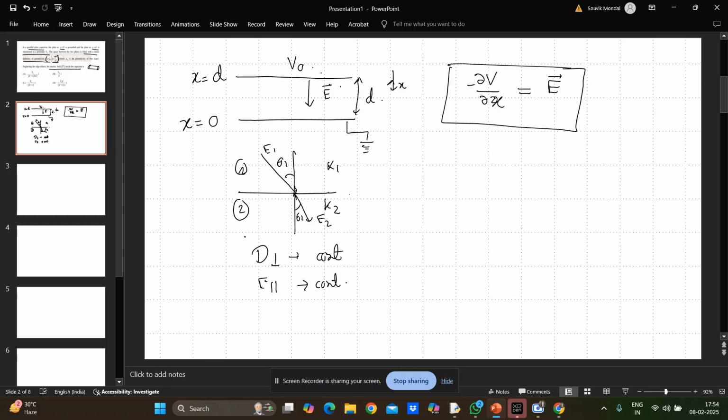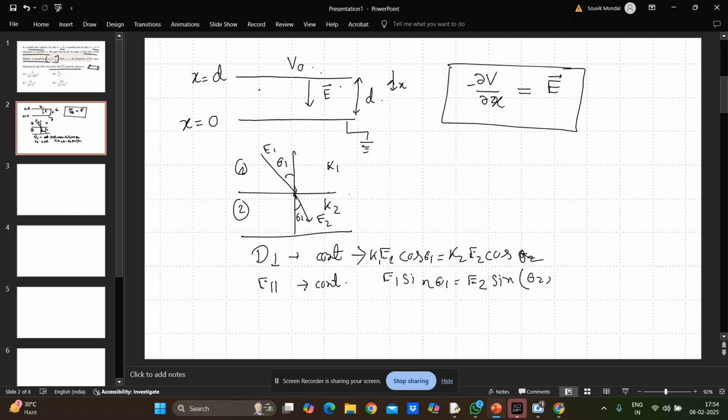These two boundary conditions are the base of this problem. Okay, so D perpendicular is continuous means simply K1 E1 cos theta 1 is equal to K2 E2 cos theta 2, and E1 sin theta 1 is equal to E2 sin theta 2. Okay, so these are the two things you know actually, and the same concept will be applied here.